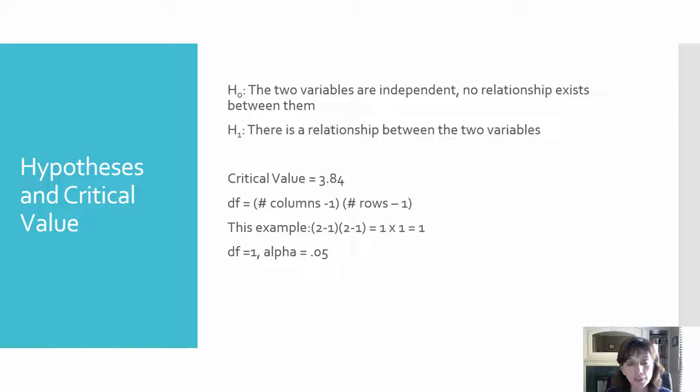And to look up a critical value in the chi-squared table, we need two things. We need to know degrees of freedom, and we need to know our alpha level. Our alpha level, we're going to set at 0.05. We just do that typically in psychology. That's our conventional alpha level that we use, 0.05.